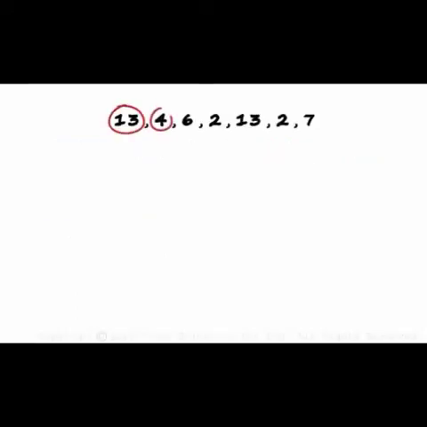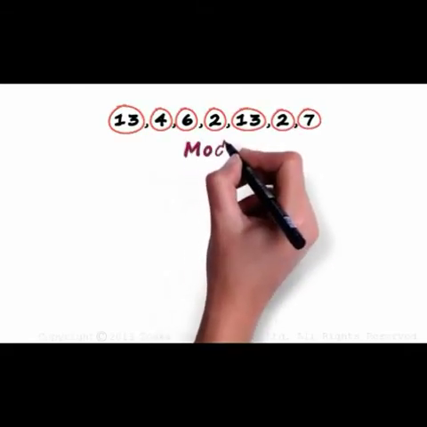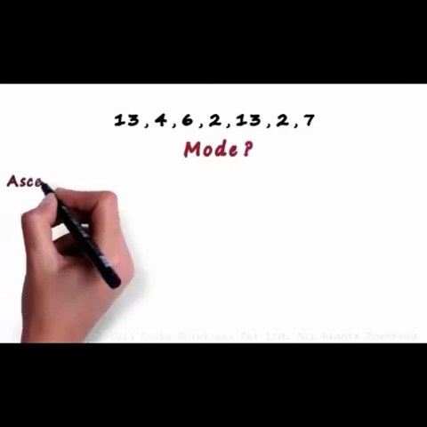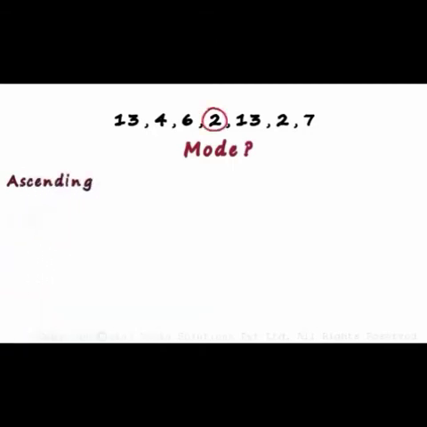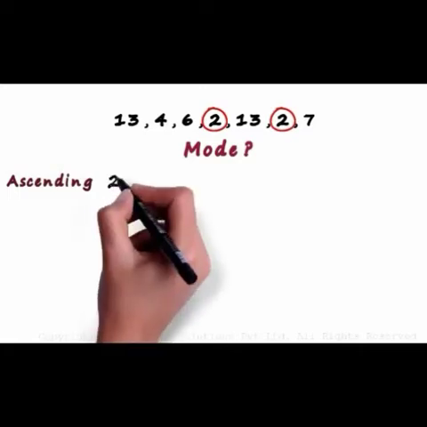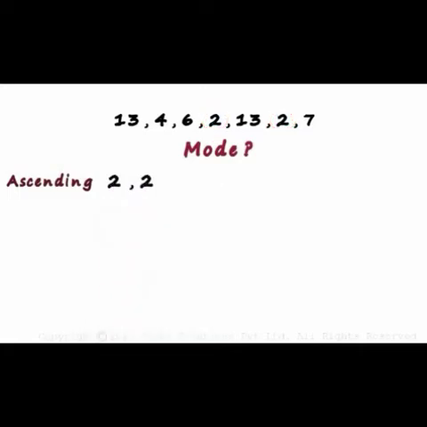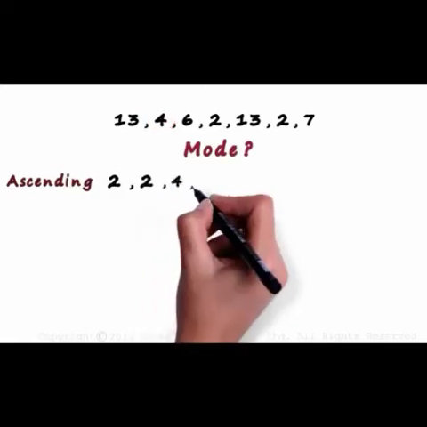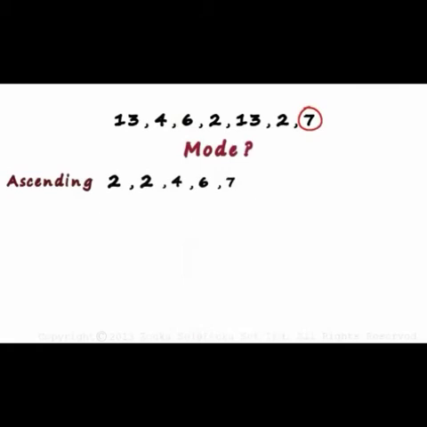Look at the set of numbers 13, 4, 6, 2, 13, 2 and 7. How do we find the mode of this given set of numbers? For that, first we have to arrange these numbers into ascending order. So, first number is 2. 2 occurs twice. So, again 2. Then 4. Then 6, 7, 13 and 13.